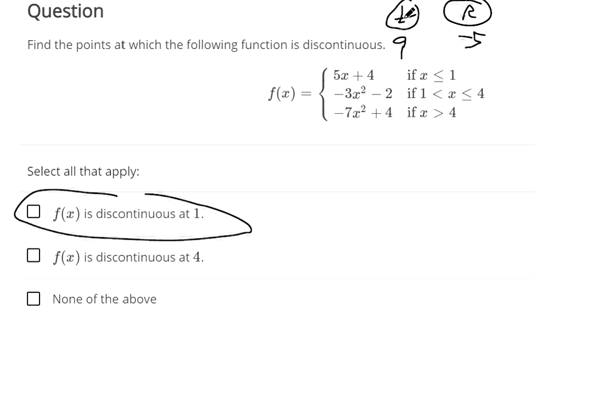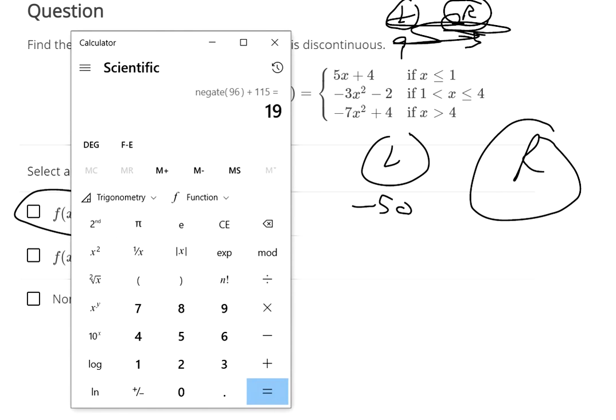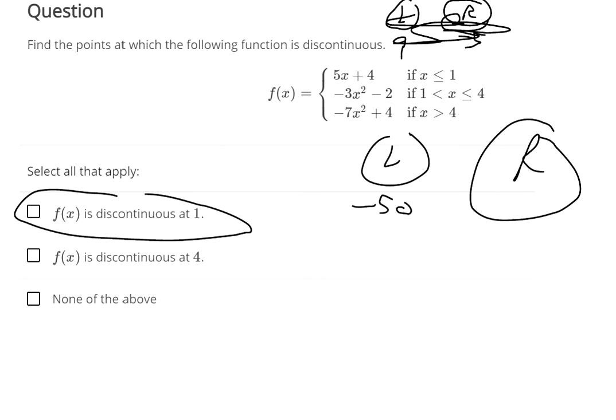We want to do the same thing for 4. So let's do our left and right-hand limits again. As x approaches 4 from the left, that's 16 times negative 3. That's negative 48 minus 2 makes negative 50. Limit from the right, if you plug in 4, that's 16 times 7, which is negative 112. So that's negative 108. That limit also does not exist. So these are the 2 correct options.